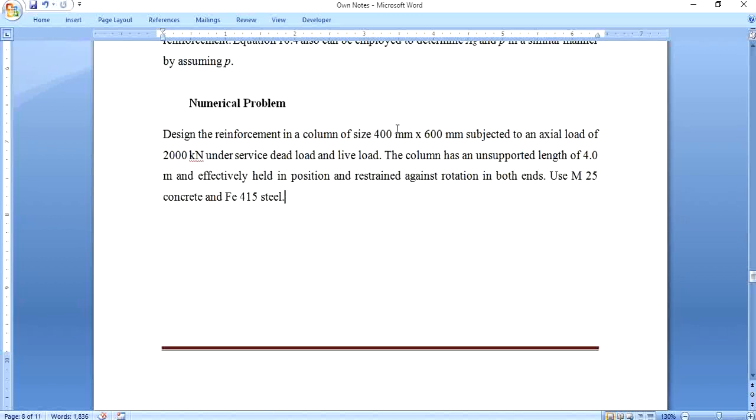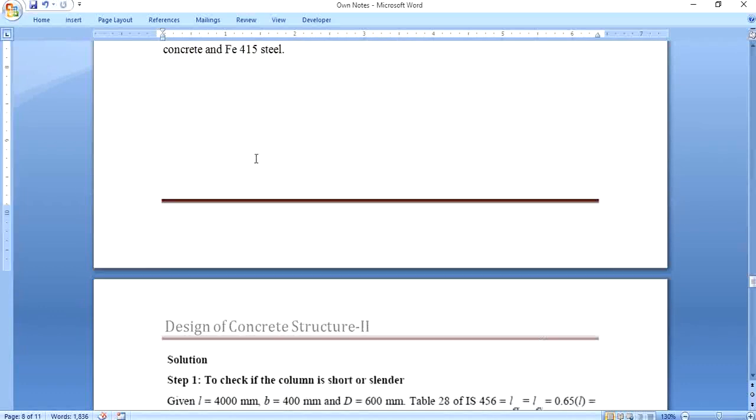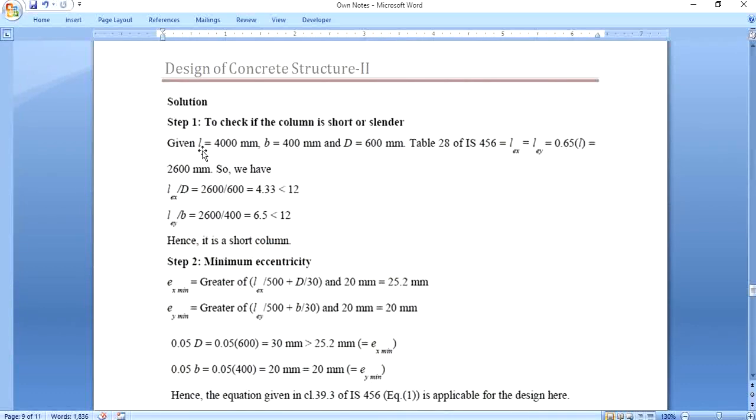In some cases they give the area of concrete and the area of steel, and ask us to find the maximum load that can be borne by that particular member. That is called an analysis type of problem, and this is a design type of problem. So I will write the given data. Given: small l is equal to 4000 mm, that is 4 meter is equal to 4000 mm.